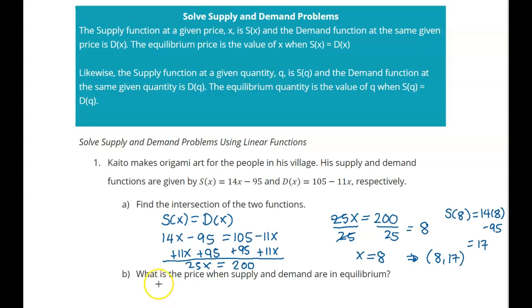Now to answer the next question, what is the price when supply and demand are in equilibrium? We're just going to use the definition that the equilibrium price is the value of x when S of x is equal to D of x. Now referring to our result in A, we got an intersection of 2 points by solving for the solution for S of x equal to D of x. So therefore, the equilibrium price is just the x-coordinate of the intersection of 2 points. So therefore, x is equal to 8 here.